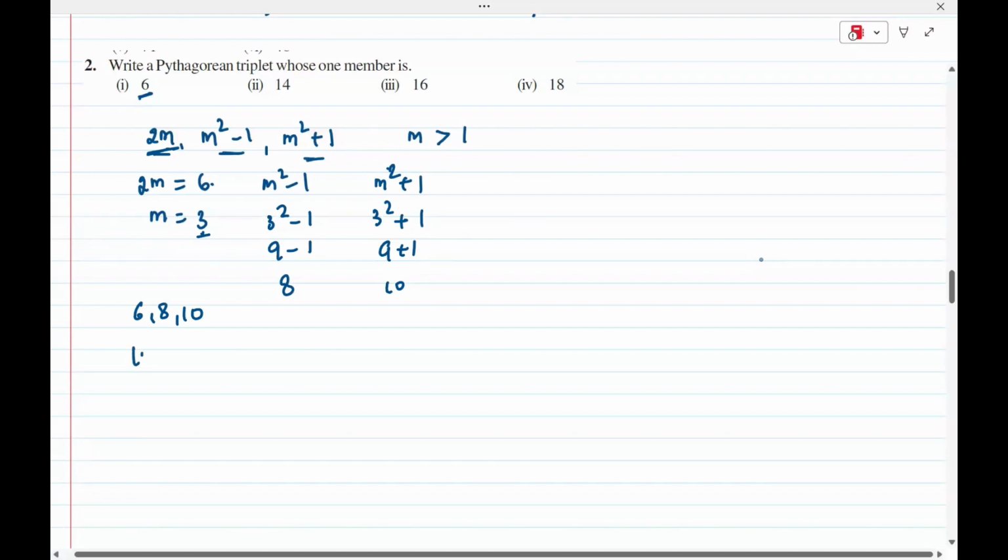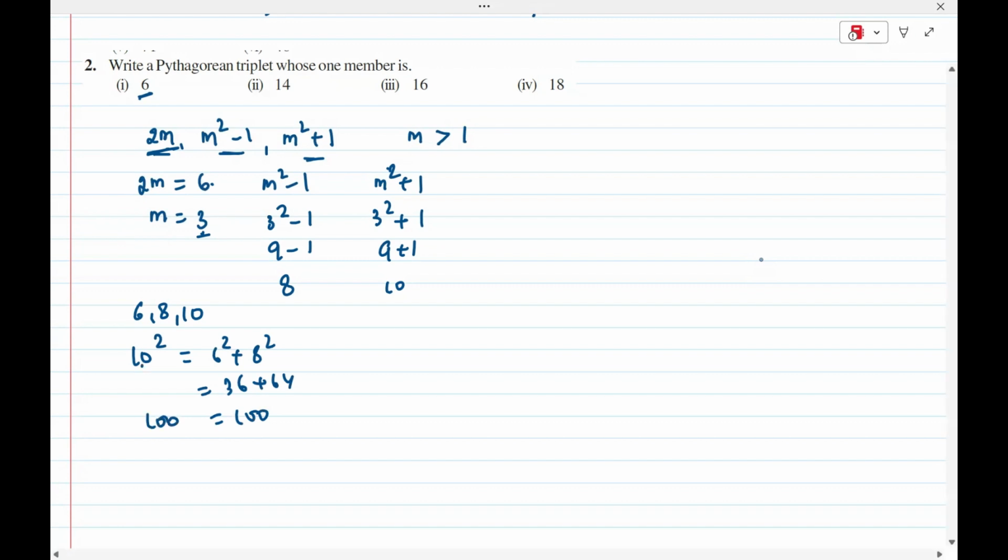We can also check. The largest number is 10, so 10's square should be equal to the sum of the squares of the other two numbers. So here 36 and 64 give you 100. And we also know 10 square is 100. So yes, it is correct.